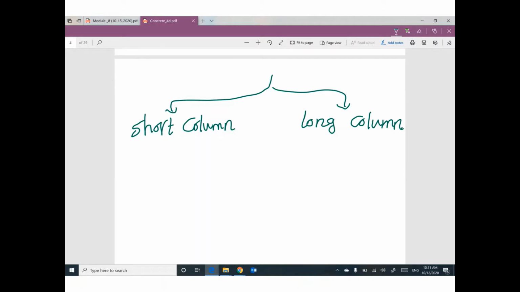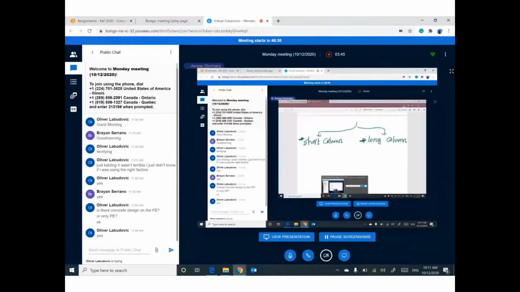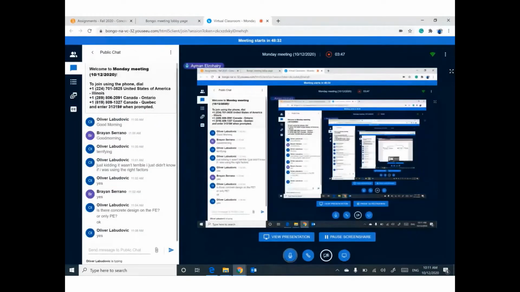Anybody can tell me what is the difference between short column and long column? What is the difference between short and long columns? So short columns mean short, long columns mean long. So what is the limit for the short? How many feet? 5 feet, 10 feet, 15 feet? So what is the meaning of short and long?